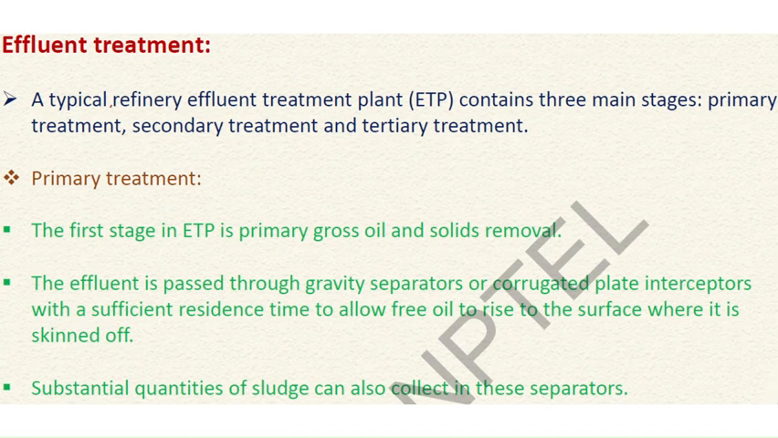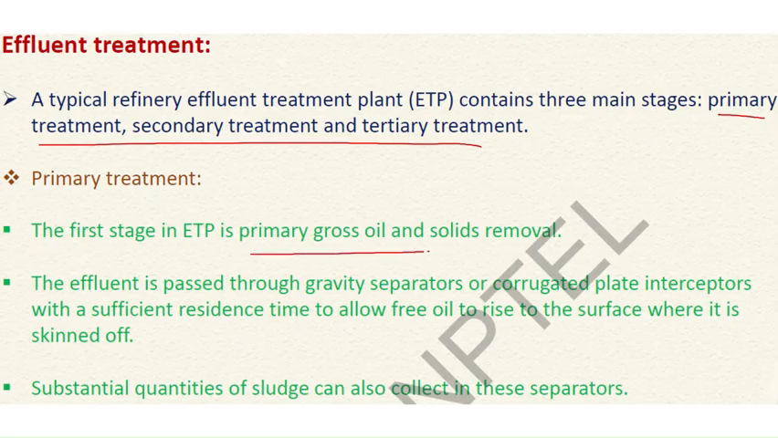Now coming on to effluent treatment. A typical refinery effluent treatment contains three main stages: primary, secondary, and tertiary treatment. Okay, primary, the first treatment in ETP is primary gross oil and solids removal. The effluent is passed through a gravity separator and corrugated plate interceptors with sufficient residence times to remove free oil. Sorry, this is for the liquid waste only. So three stages of effluent treatment are there. This is basically ETP.